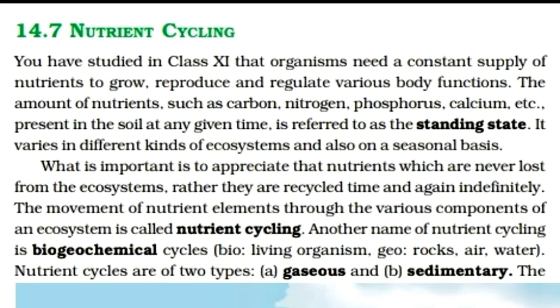What is important is to appreciate that nutrients are never lost from the ecosystem; rather they are recycled time and again indefinitely. The movement of nutrient elements through the various components of an ecosystem is called nutrient cycling. Another name of nutrient cycling is biogeochemical cycle: living organism, rock, air, water. Nutrient cycles are of two types, gaseous and sedimentary.